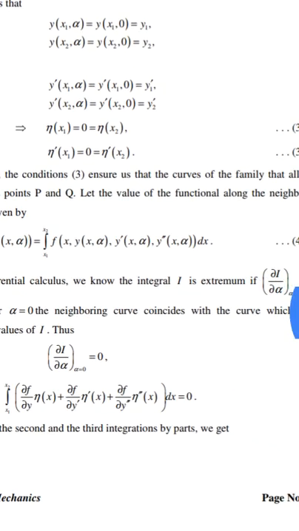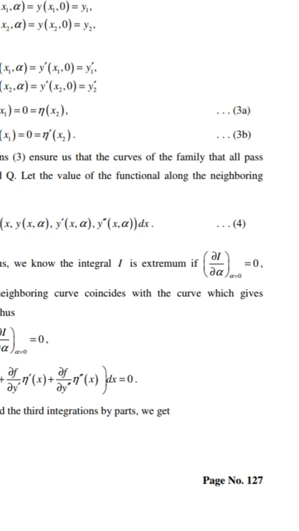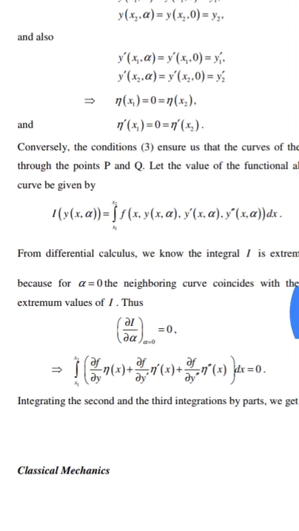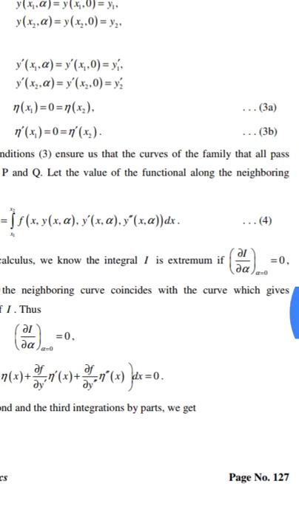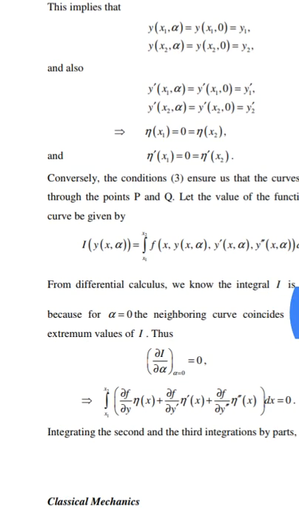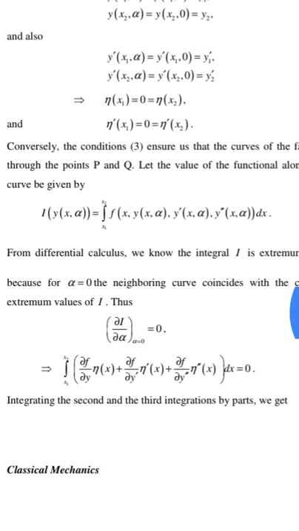Conversely, the condition 3 ensures that the curves of the family all pass through the points P and Q. Let the value of the functional along the neighboring curve be given by I of y of x alpha is equal to integral from x1 to x2 f of x, y of x alpha, y dash of x alpha, y double dash of x alpha dx.